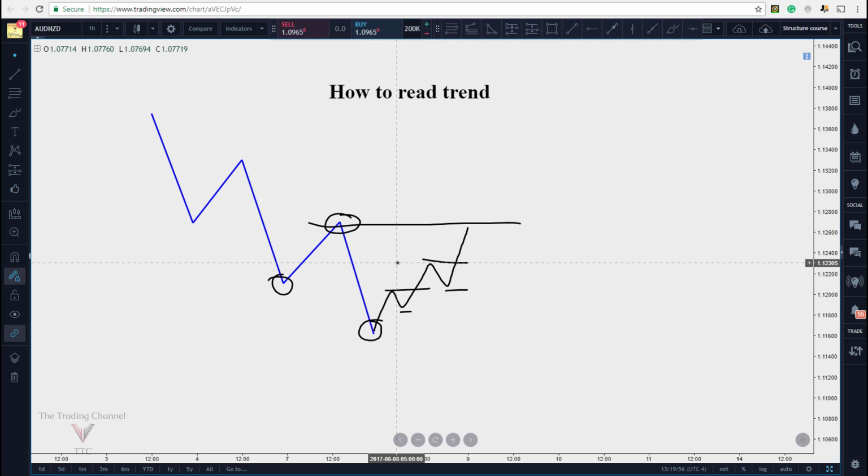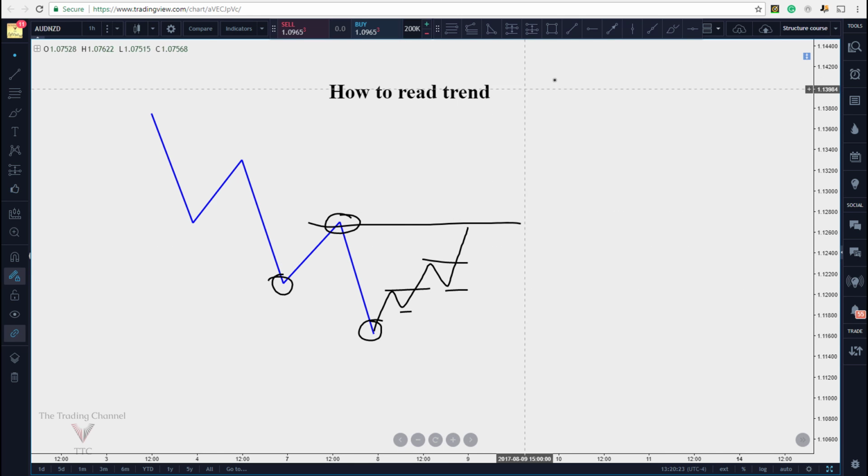Now, of course, this is just a very simple way to read and understand structure. There are exceptions to these rules, but those are a little more advanced, and that's something that we go over in the EAP along with in the structure-based training course. But for today's video, we're just going to talk about how to read trend and objective rules we can use to identify trend and understand structure.